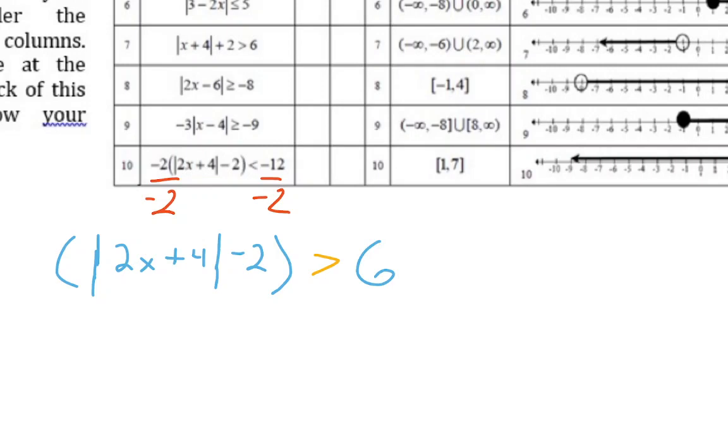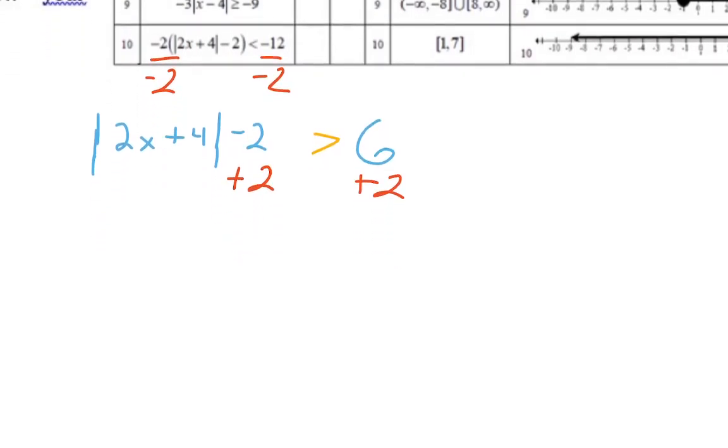Listen, these parentheses don't really need to be here anymore because I took care of what was on the outside of the parentheses. But I still need to take care of what's on the outside of the absolute value, because remember, you have to isolate. So I isolate by adding 2, and now I'm ready for business. Now I'm ready to do a greater-than statement.